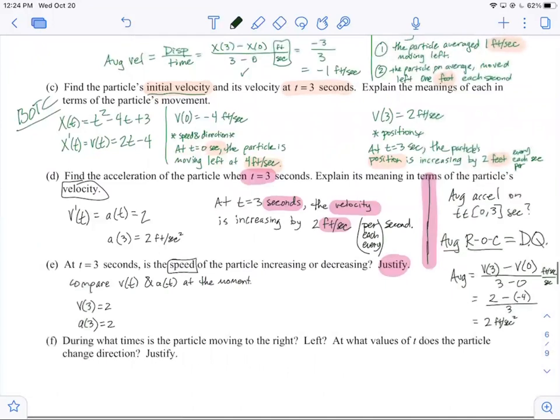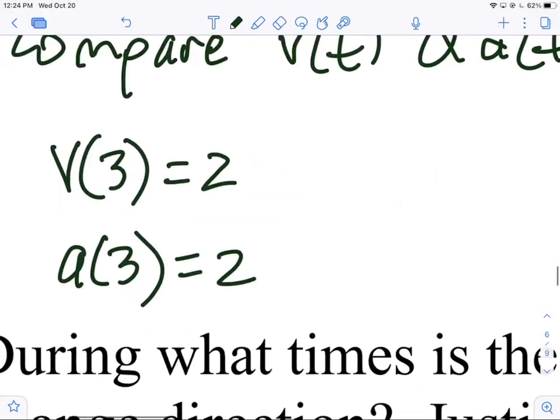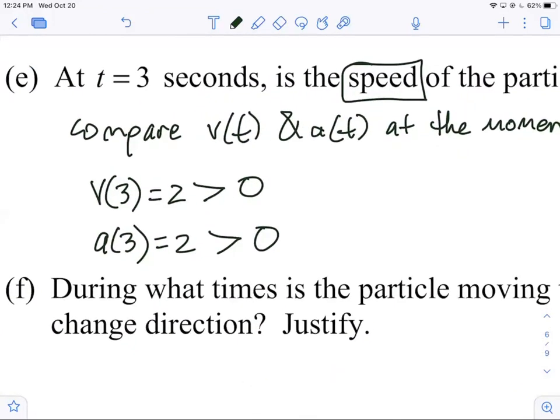How about that? Now, here's the important part about your analysis. It's not the magnitude that we're interested in, it's the sign. So here's all you have to do. v of 3 greater than 0, a of 3 greater than 0. They're both positive. They're working together. What's happening to the speed then? Increasing. Once you add the inequalities, that turns it into your justification.